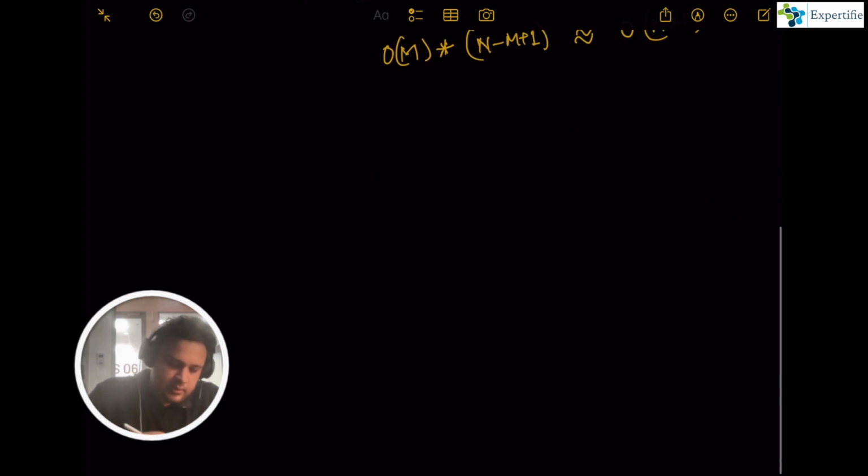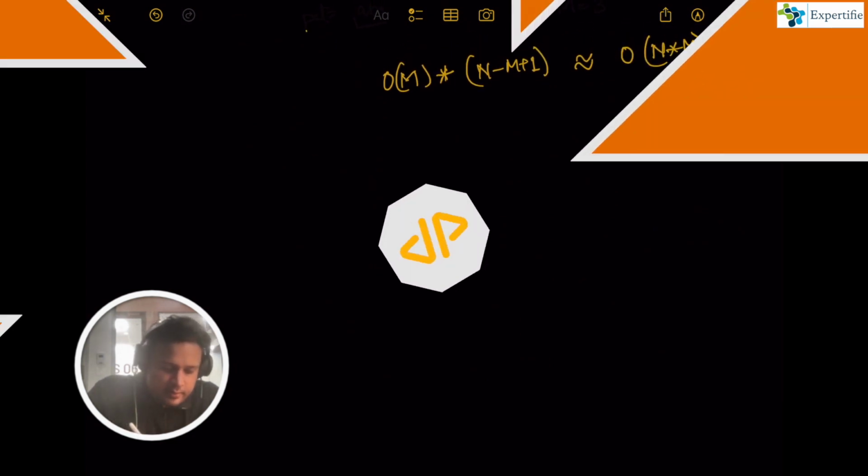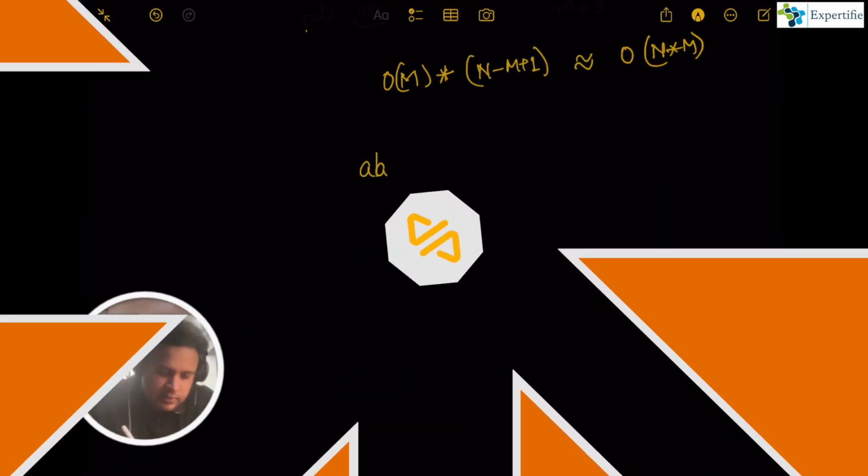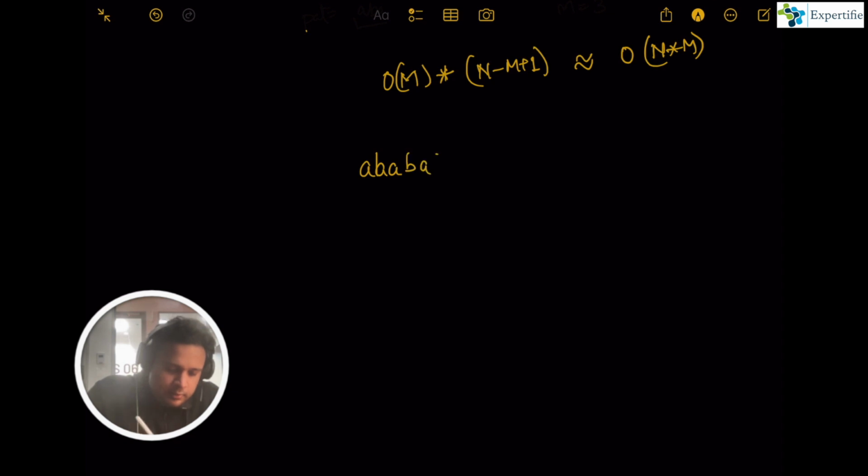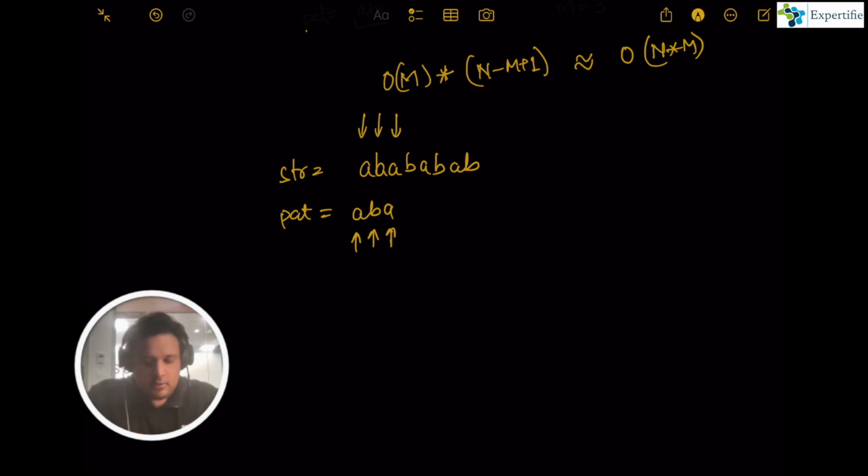So let's do a simple dry run. Let's take a very small example of str and pattern. So add another AB here. Let's make this ABA. So we start from here. A and A match, so we go forward. In both the strings, B and B match. Again A and A match. Now we get a perfect match.